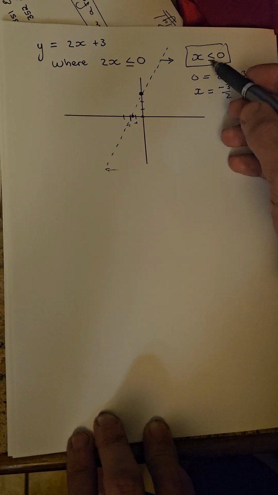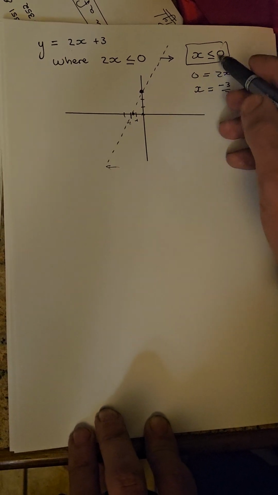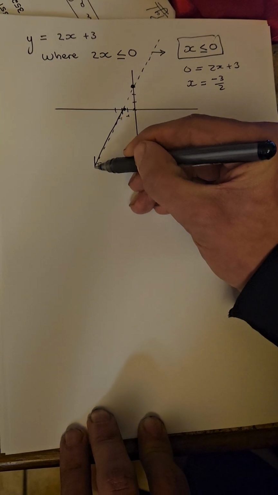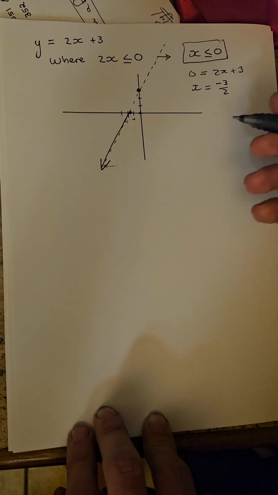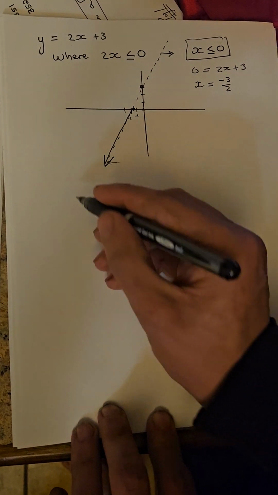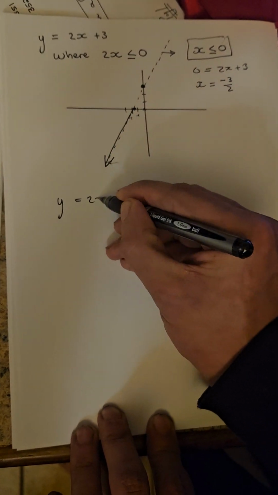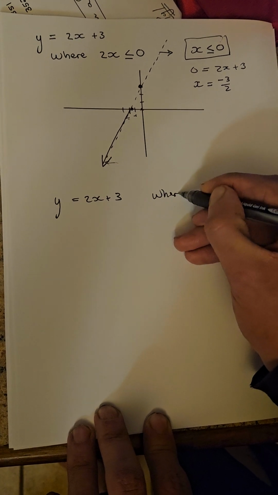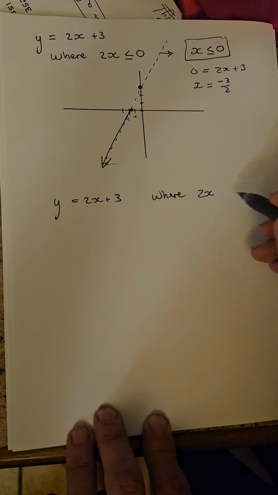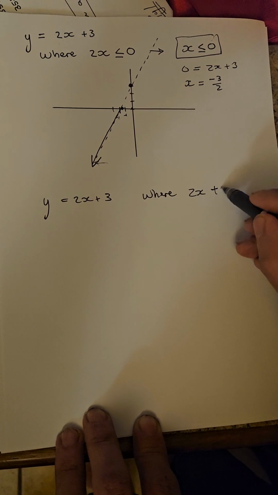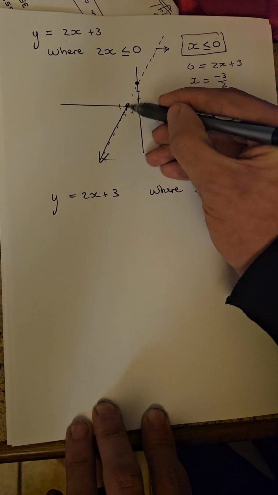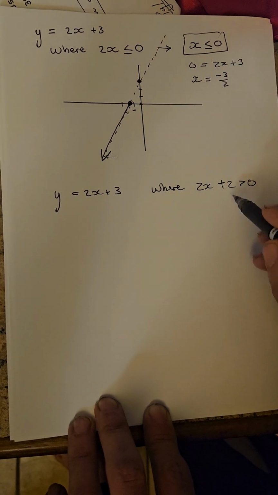It says to the left of 0. So in this case, to the left of 0 would be like this. If I had a restriction that said, let's do the same line, so this line, but let's say where 2x plus 2 is larger than 0. Okay, and I can put a solid line over here since it was included.